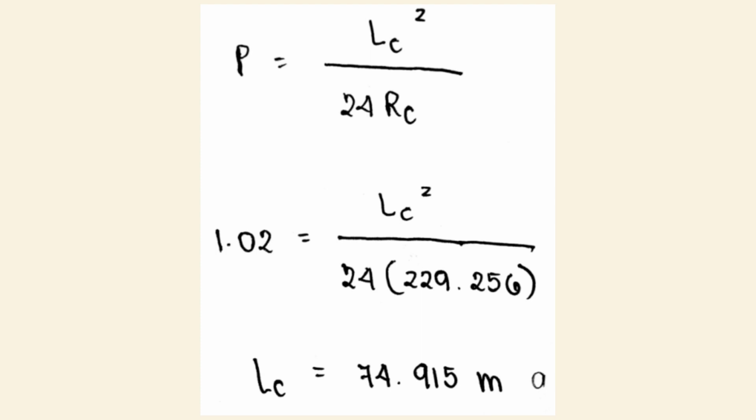Next, for the length of the spiral curve, using the same formula as before, we have P is equal to L squared over 24R. We have 1.02 equals L squared over 24 multiplied by 229.256. Thus, the required length of the spiral curve is equal to 74.915 meters.